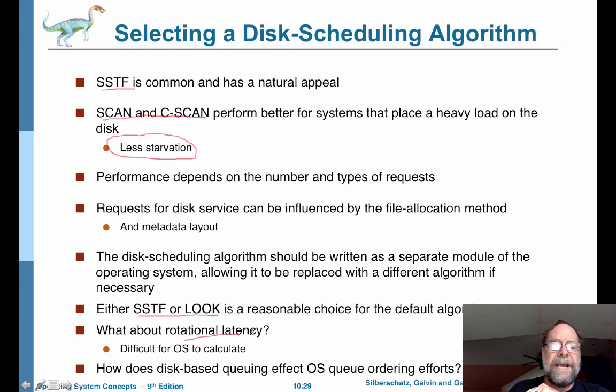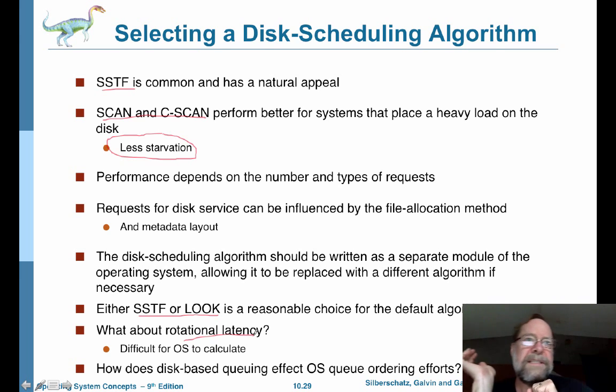In terms of rotational latency, it's difficult for the operating system to calculate that, because the operating system itself is not going to be aware of where the disk is in terms of its rotation. So that's difficult to plug in unless you've got some special purpose hardware to do that.